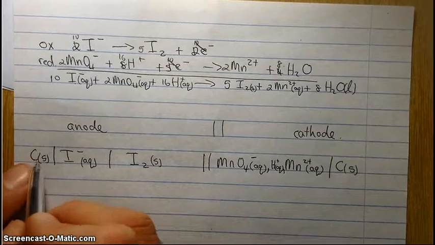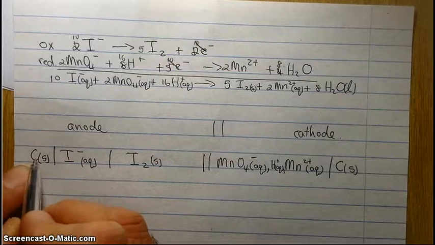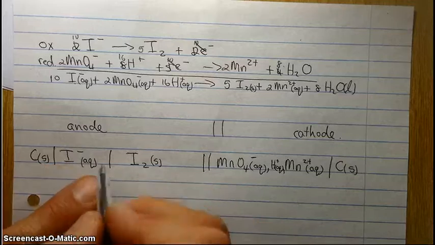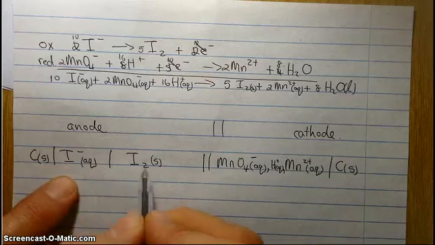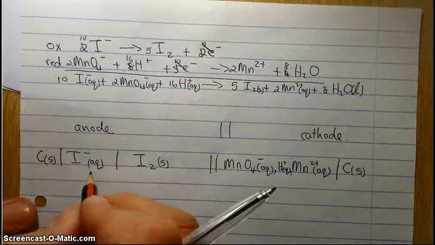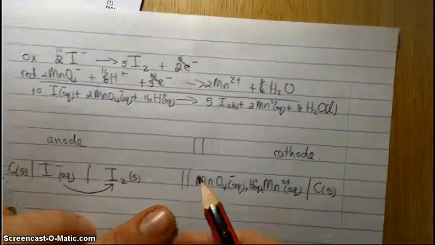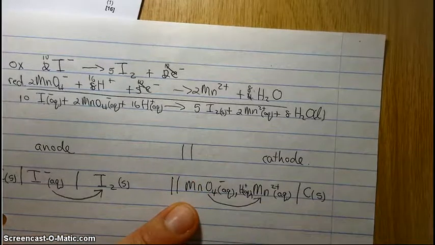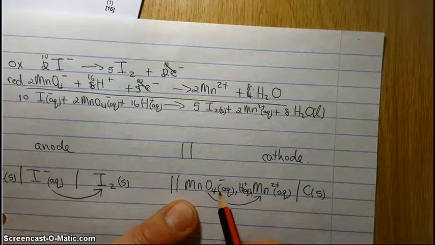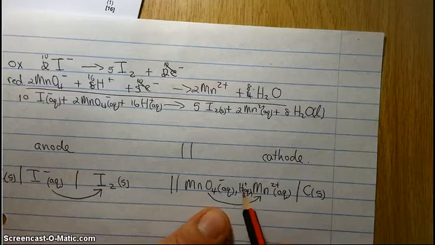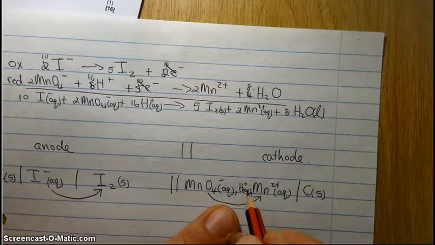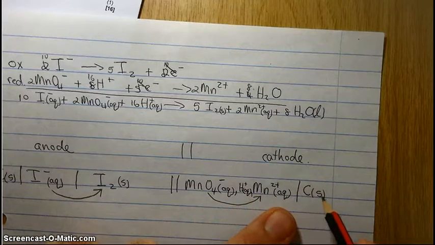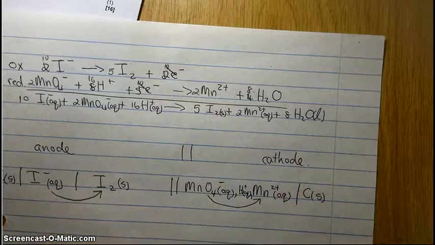So very important just to go over. We have the solid carbon, the graphite, line because we have different phases. It's I minus aqueous. Then it's a line because it is different phases again. But this was your oxidation. And then salt bridge, and after that the substance that will be reduced. So it's the MnO4 minus aqueous, comma, H plus because it's acidified and it is part of the half reaction, comma, Mn2 plus aqueous. Line, carbon, solid. Always put a line when you have a change in phase.